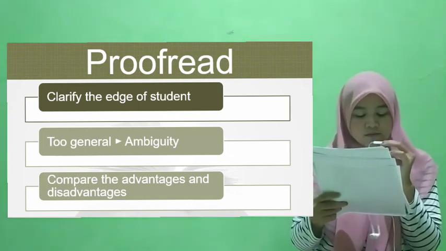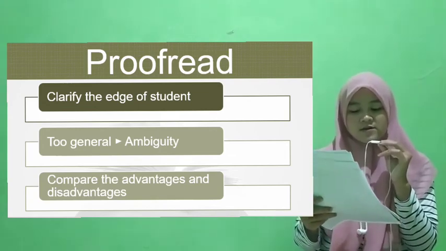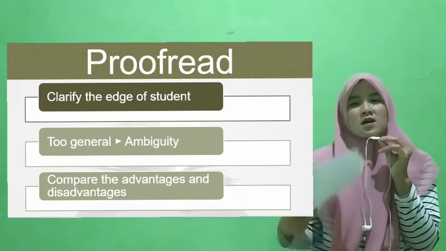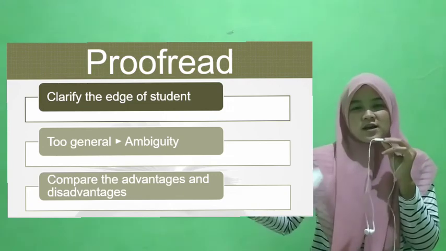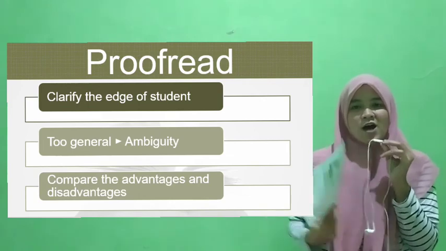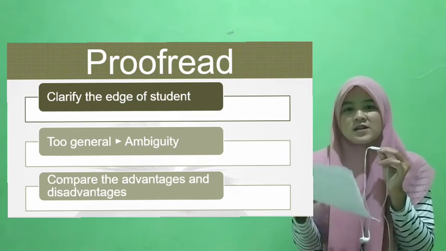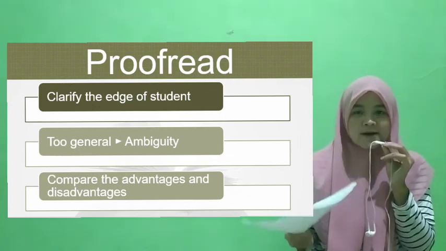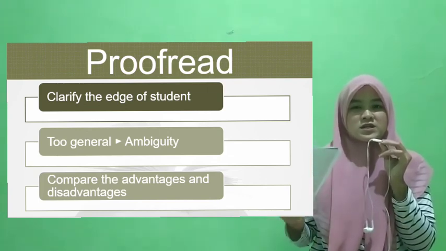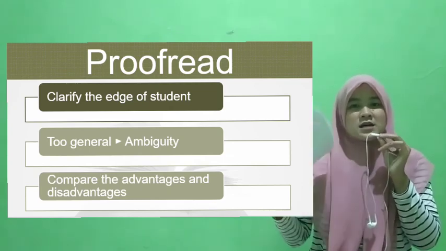The third one is that the writer didn't compare the advantages and disadvantages in this case. Yes, we know that the writer is only echoing the advantages, how useful this technology is, but doesn't explain the disadvantages. This should be compared, so the reader will be warned about these disadvantages, and they will get the best solution to solve them.